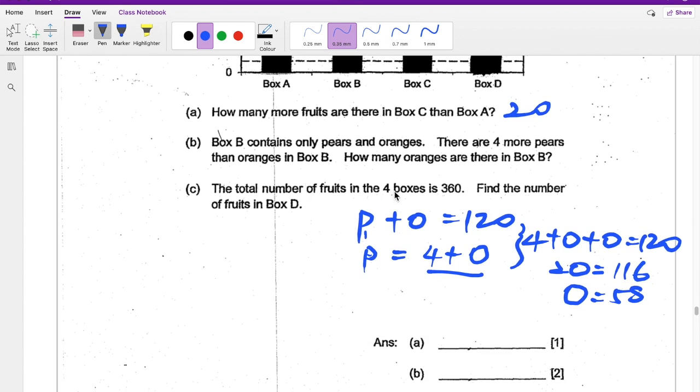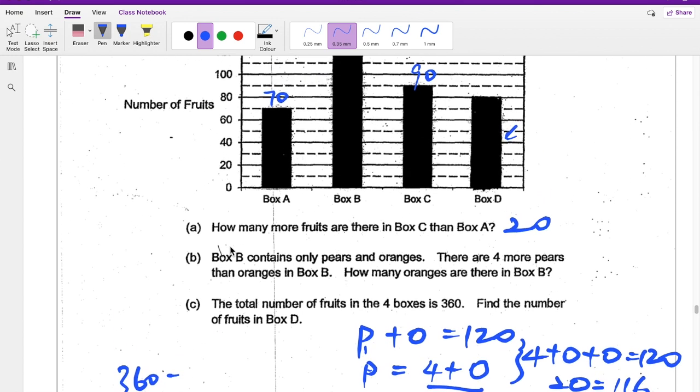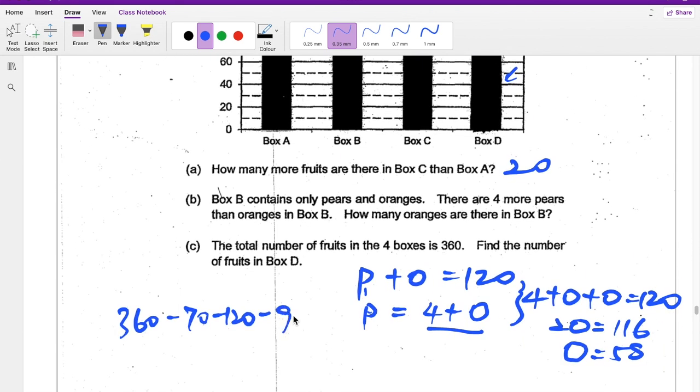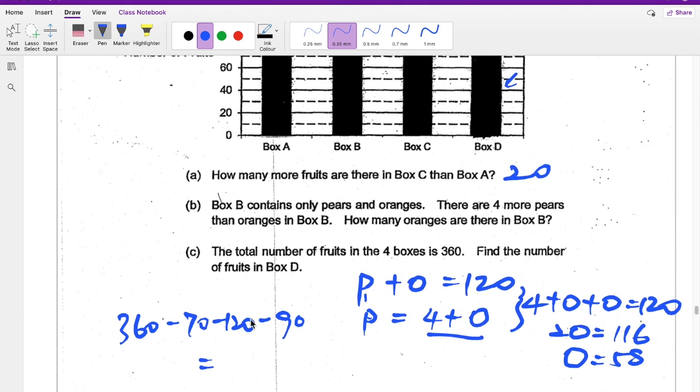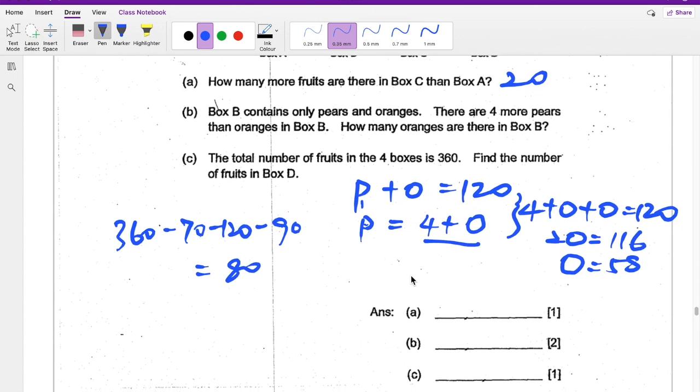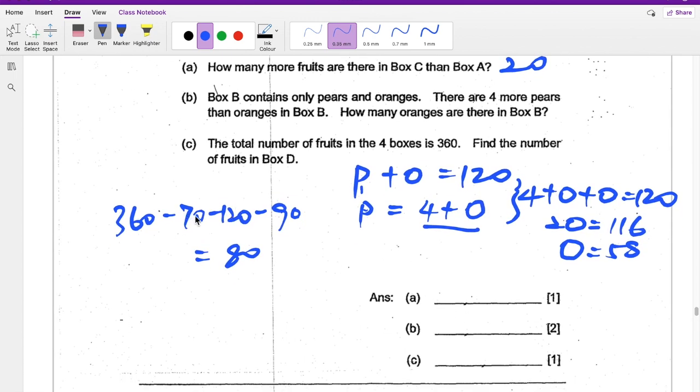The total number of fruits in the 4 boxes is 360. Find the number in box D. Well, it's straightforward. We just use the total minus the rest of the boxes. So 70 plus 120 is 190, plus another 90 is 280, right? 360 minus 280 equals 80. So the answer here is 80. Okay, 58, 80. This is 20.